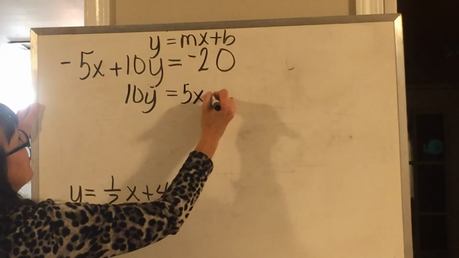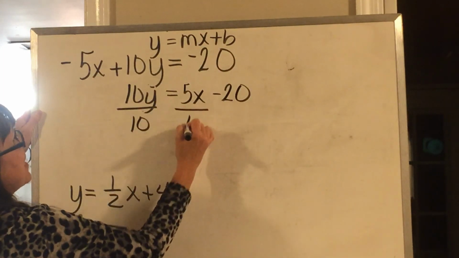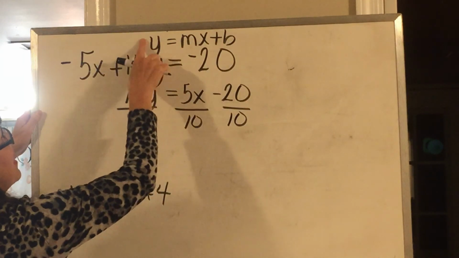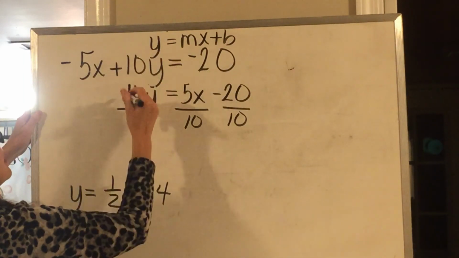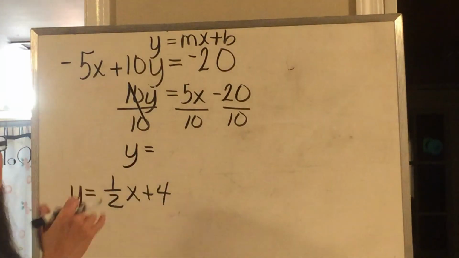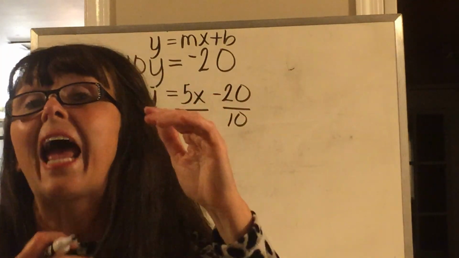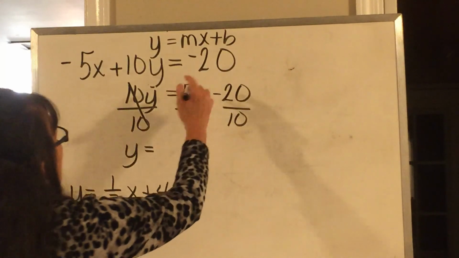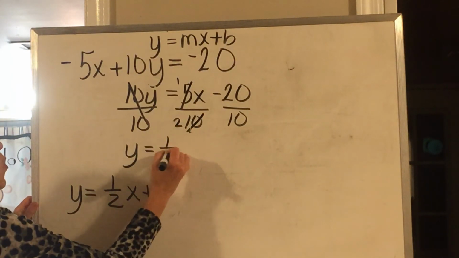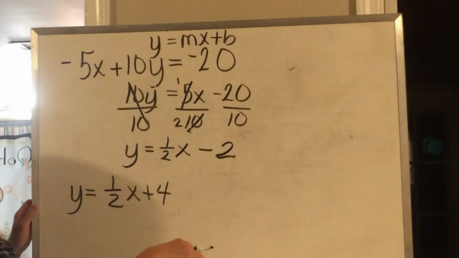So positive 5x minus 20. Divide by 10 because you have to have y equal. Can't have a number in front of y. Cross those out. And as I'm bringing this down, I'm reducing it. 5 over 10 reduces to 1/2. 5 will go into 5 one time. 5 will go into 10 two times. So 1/2 x minus 2.